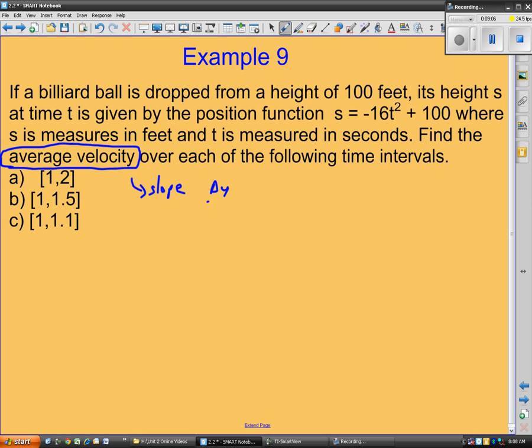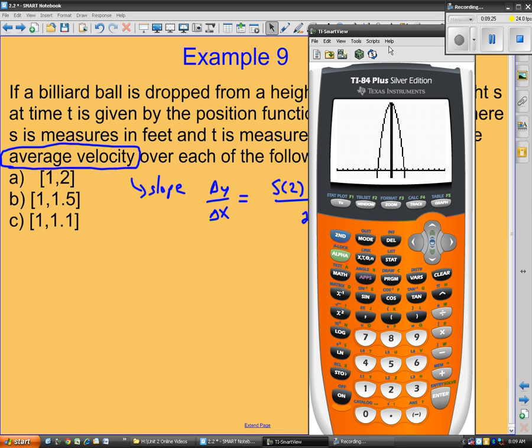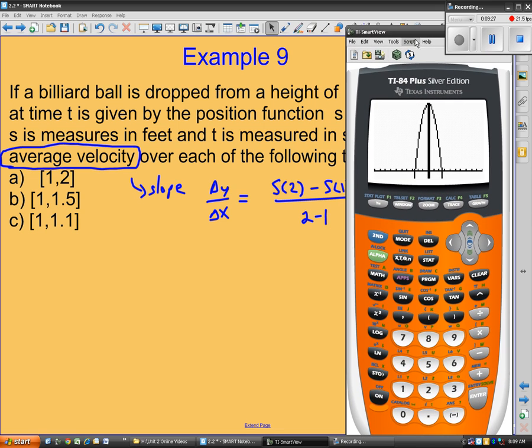And so first of all I need to find out what s of, so it's going to be s of 2 minus s of 1 all over 2 minus 1. That's my change in y over change in x. So I need to find out what these s of 2 and s of 1 are. So I previously graphed the function just so I could do this a little quicker. And so if I do s of 2, I'm going to go second and find the value at 2. Plugging that in, I get 36, and then s of 1 is 84.